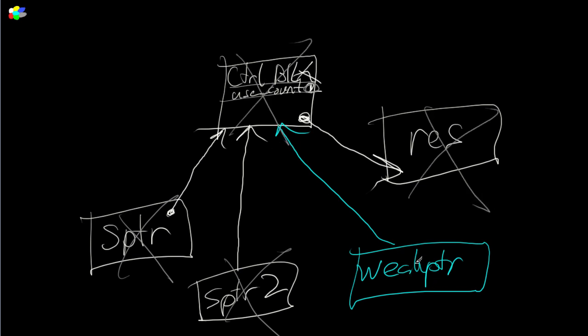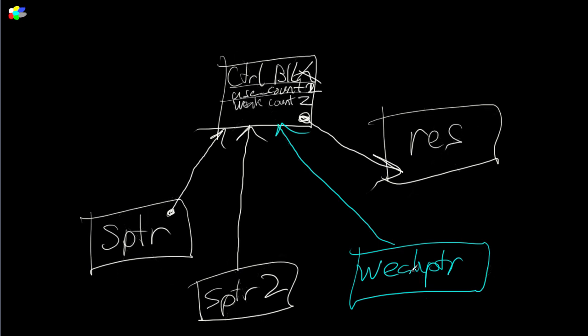This has a dangling pointer, and the next time you try to call weakpointer.lock, you're going to crash your program. So obviously, there's more to the story. And that more to the story is that there is a second counter in the control block called the weak count, or whatever you want to call it. Doesn't matter what you call it. What matters is that the control block isn't deleted unless the weak count goes to 0.